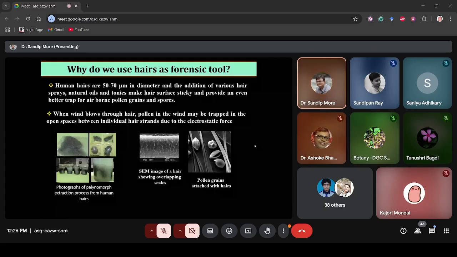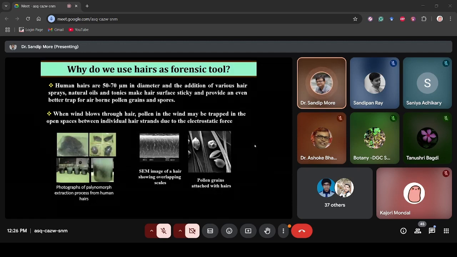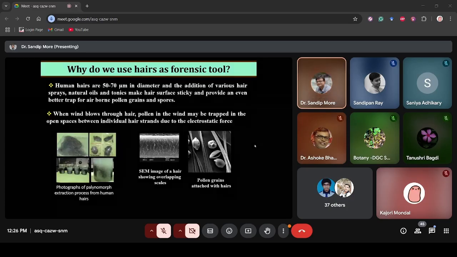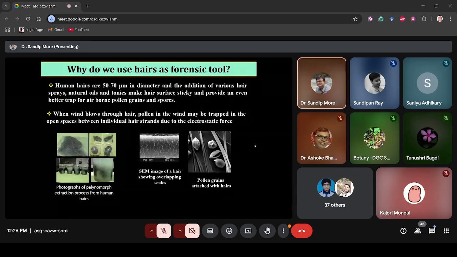You will be surprised to know, believe it or not, in the person who went from Siliguri to Rabangla, I found so many high altitude pollen grains of the plants which grow in Rabangla. As well as the person who went from Kolkata to Sundarban, I found the pollen grains of mangrove plants in his hair when he came back to Kolkata. So here you can definitely say that human hairs are a very good proxy as a forensic tool. And I also published this in a journal in 2015.